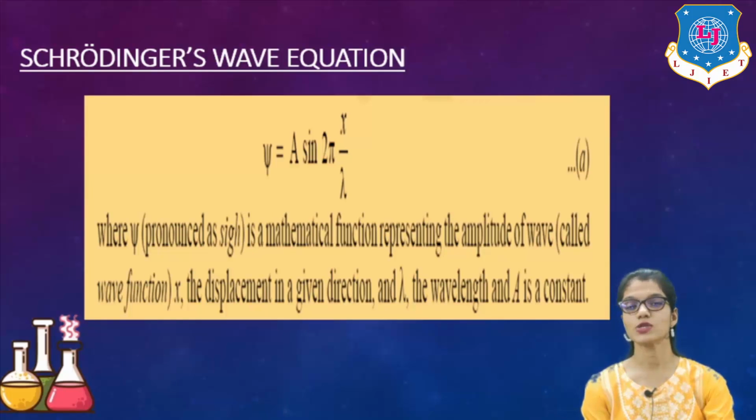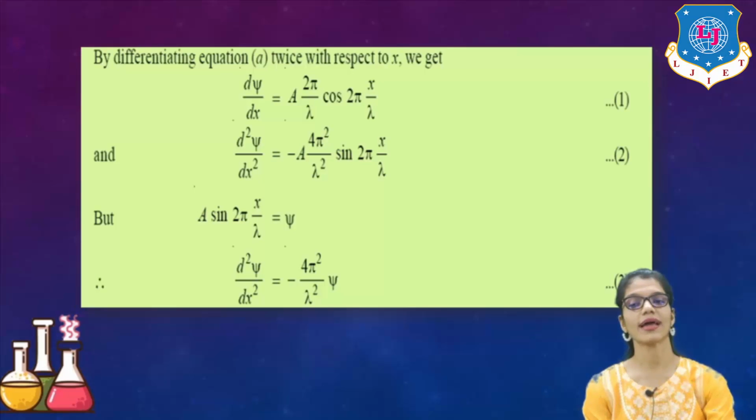So here, as you can see, x is the position and psi is the wave function. We have included both because, to find the probability of finding an electron at a particular position, we have to use such an equation, right? Now, let's understand how it can be taken further.